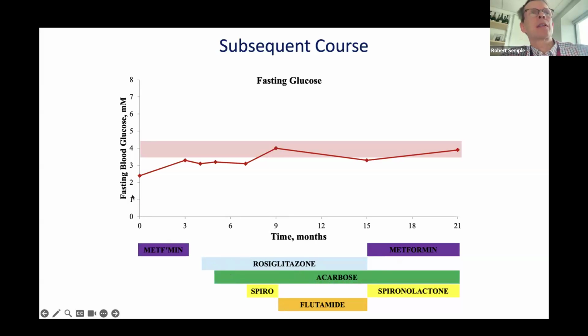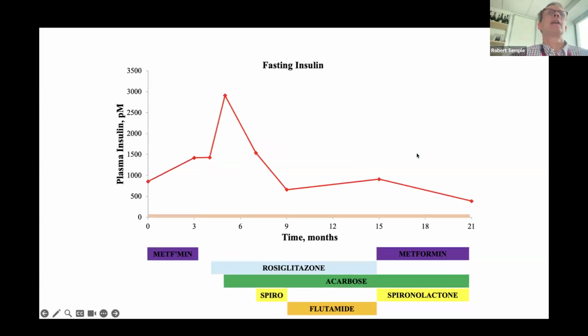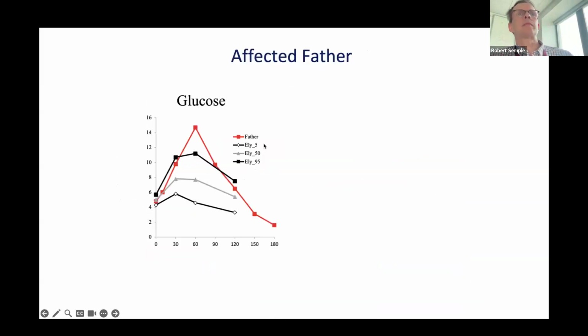And you can see that fasting hypoglycemia was quite a persisting pattern for the first few months of follow-up before gradually creeping up, probably as her beta cells decompensated. And you can see that her insulin levels were absolutely extraordinarily elevated nearly all this time. This is fasting plasma insulin, you'll note, between 900 and 3,000.